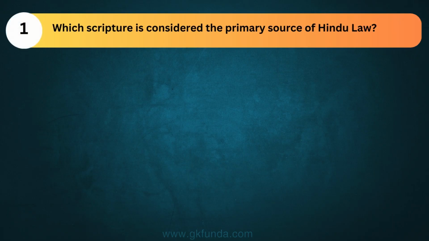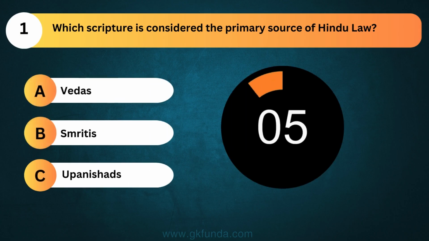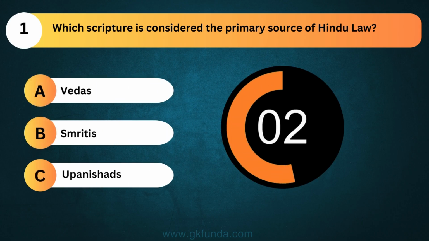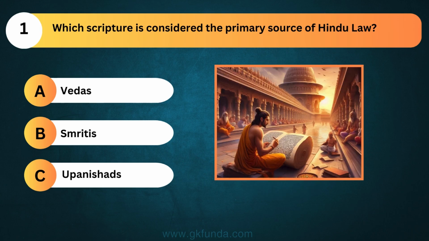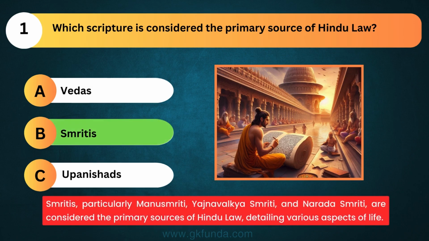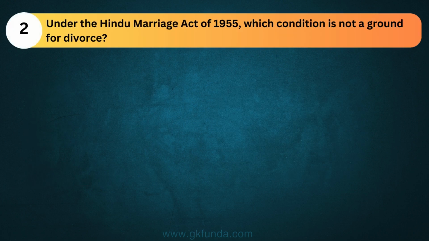Which scripture is considered the primary source of Hindu law? The answer is option B, Smriti. Smriti, particularly Manusmriti, Yajnavalkya Smriti, and Narada Smriti, are considered the primary sources of Hindu law, detailing various aspects of life. Under the Hindu Marriage Act of 1955, which condition is not a ground for divorce?